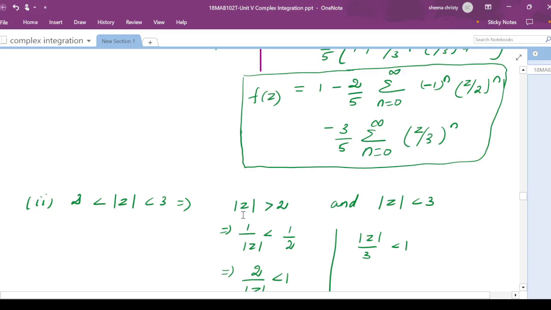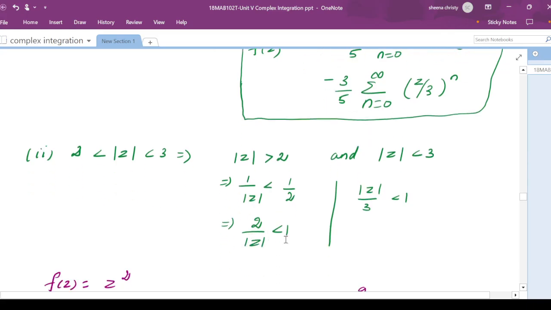So, you are going to take the inversion of this. You will get 1 by mod z is less than 1 by 2. Bringing this to this side, you will get 2 by mod z is less than 1. Likewise, dividing this part by 3, left hand side as well as right hand side, you will get modulus of z by 3 is less than 1. So if the term consists of 2, you can apply this part. And if the term contains 3, you can apply this region.